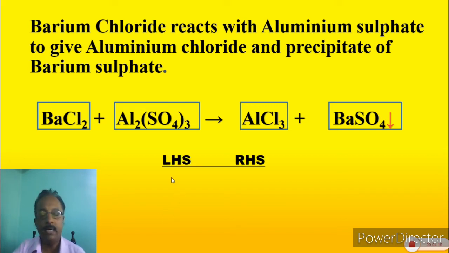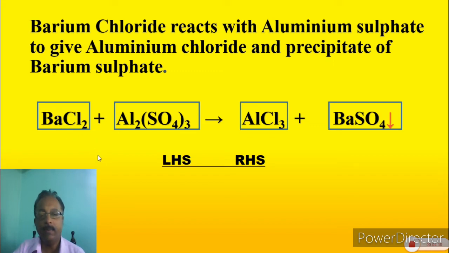So to balance this equation, we have to write down LHS and RHS. So LHS represent left hand side, that is number of atoms of reactants, and RHS is right hand side, that is number of atoms of product. So let us write number of atoms of reactant.